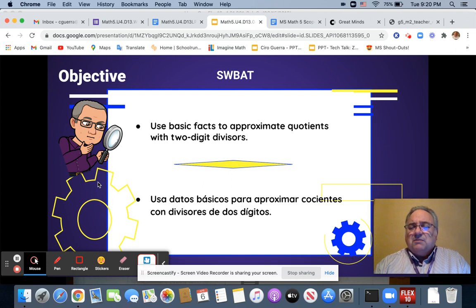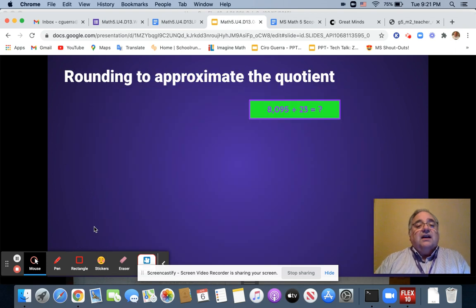What does approximate mean? Approximate means to get close enough, to estimate. So that's what we're going to be doing. We're going to be using the facts that we know so that we can take a real good guess at what the answers are when we use 2-digit divisors. First thing we're going to do is try rounding to approximate the quotient, or the answer.